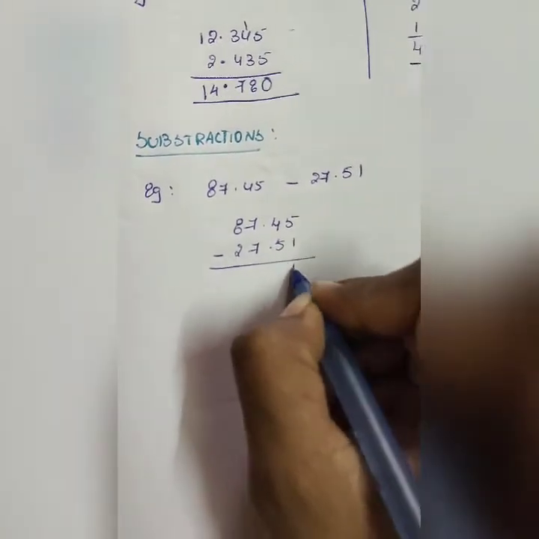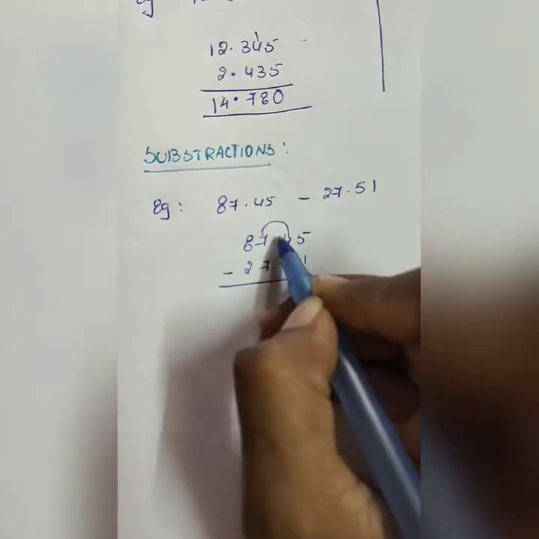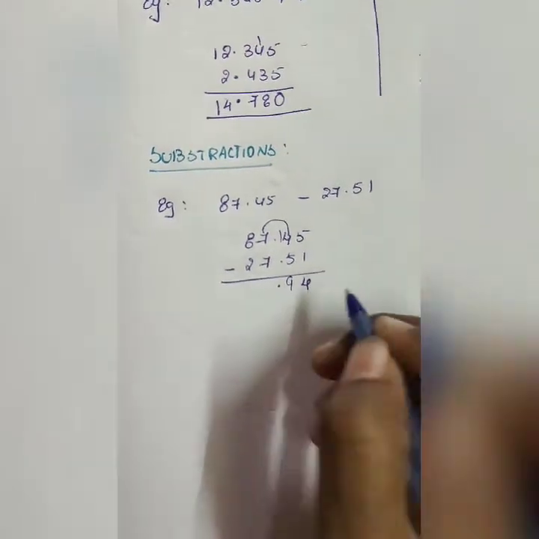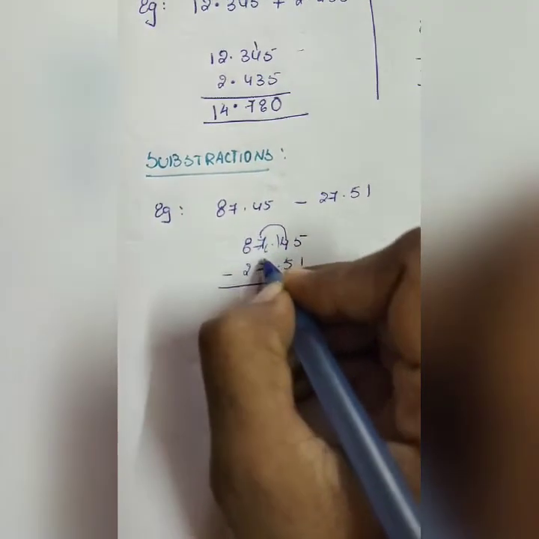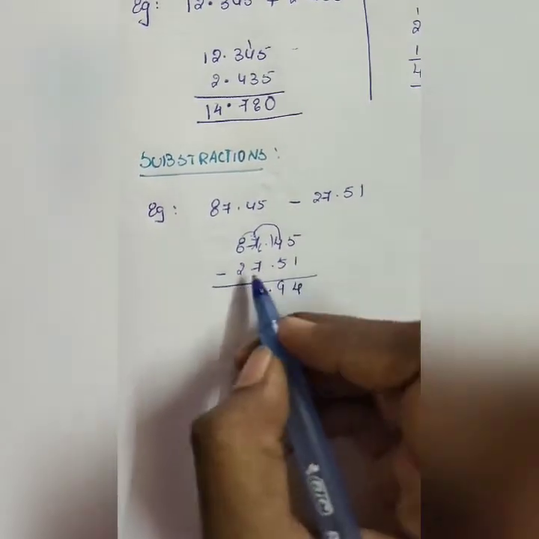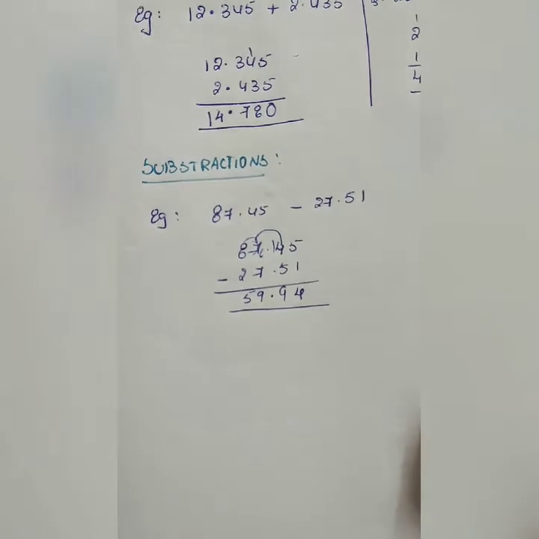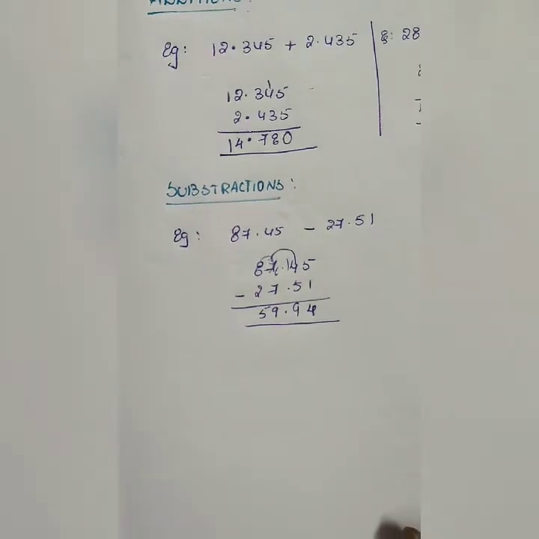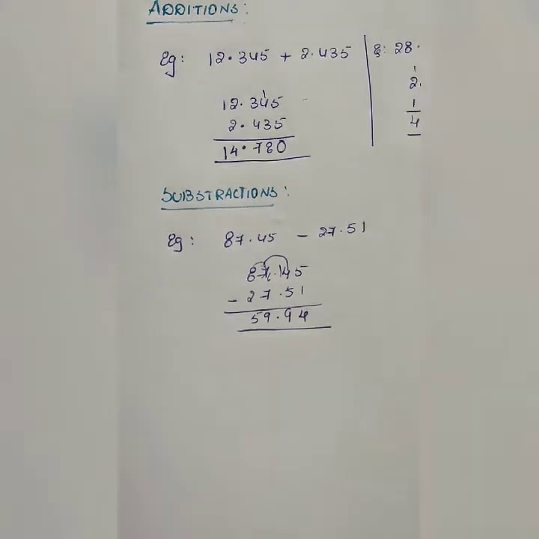5 minus 1, 4. 4 minus 5, we can't do. So what will we do? We will take a borrow from here, so it will become 14. So 14 minus 5, 9, point. Here it will become 6, yes. So with the borrow, 16 minus 7, 9. 7 minus 2, 5. So 59.94. Okay, this is the way you have to do subtraction. If there is no digit, you can place a 0 after the decimal point.